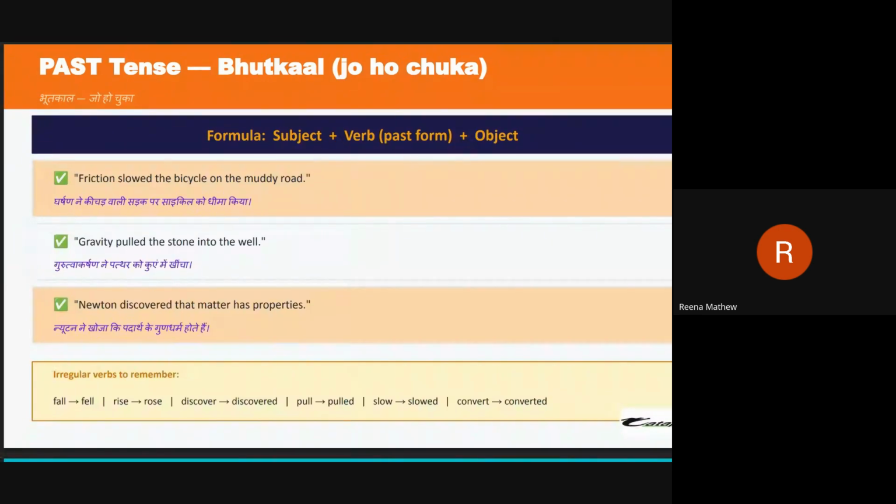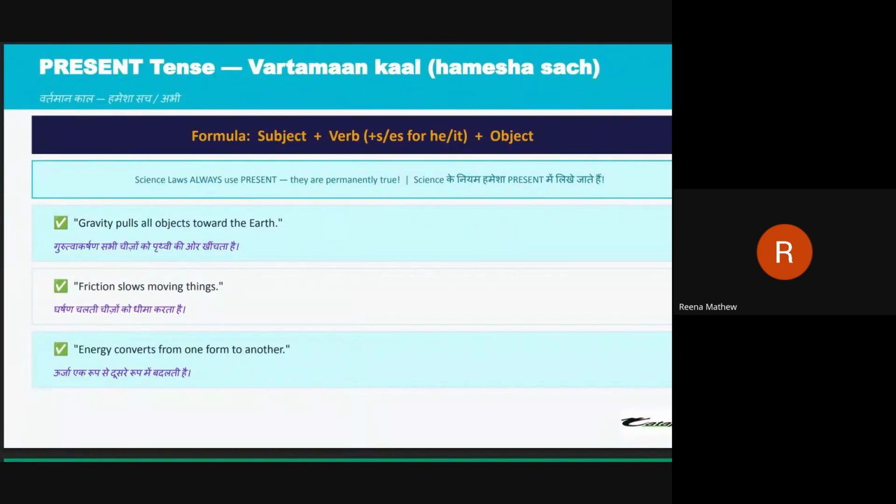Now we'll move to the next tense. The next tense that we have is present tense. We move to the next slide, Palak. That is vartaman kaal, right? So I said science laws are always in present tense, or if you are saying a fact, like my name is Riddhi, your name is always going to be Riddhi. So it is in present tense. So this is the format. You use subject, verb, add an s with the verb to make it into the present tense, and then it will be followed by the object.